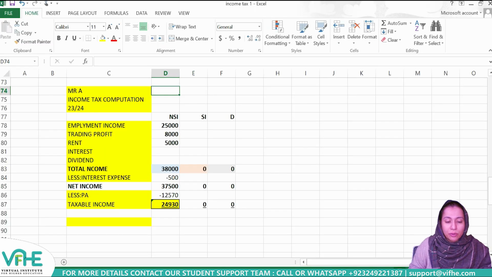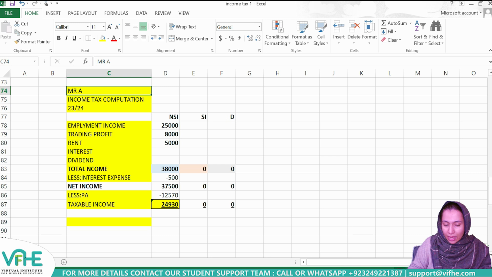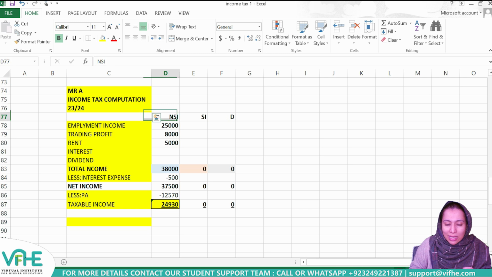So let's say there's a person who is called Mr. A. We are doing income tax computation. And as I've told you, we have to mention the tax year as well. So the tax year for which we are going to do the calculation is the tax year 23-24. As per rule, we are going to make 3 columns: non-savings, savings, and dividend.